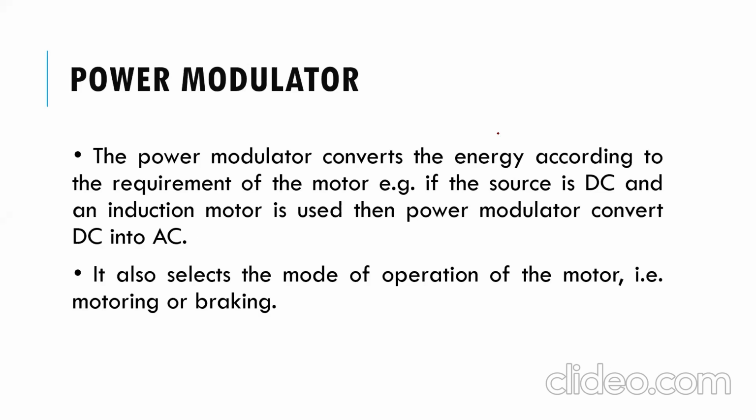There are 4 modes. First is forward motoring, second is forward braking, third is reverse motoring, and fourth is reverse braking. Means what? If you are rotating the machine in clockwise direction, then it is forward motoring and forward braking, and if you are reversing the rotation, means what? If you are running it in an anti-clockwise direction, then it becomes reverse motoring and reverse braking. If you want to operate a particular machine in a particular quadrant, then the power modulator does that work.